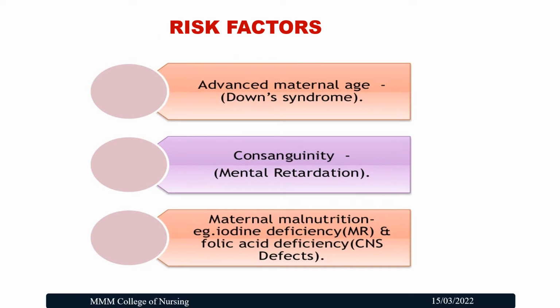Next, about the risk factors: advanced maternal age, for example the condition Down syndrome, consanguineous marriage, and maternal malnutrition, examples being iron deficiency or folic acid deficiency during the first trimester.